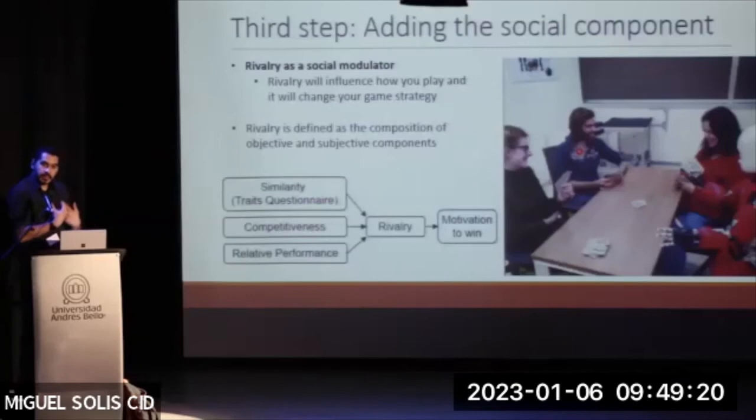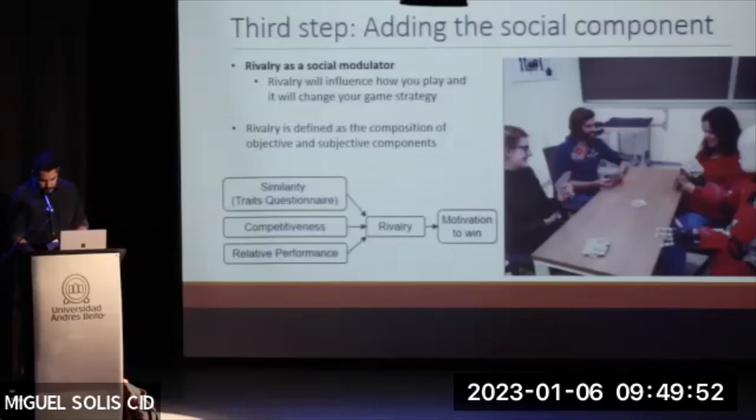Competitiveness, how competitive I am and how competitive I think the other player is. And the performance, because if I'm much, much better than everyone else, rivalry does not happen because I'm much better, I don't care. If I'm much, much, much worse than everyone else, usually rivalry does not happen as well, or there is a low level rivalry because I know that I am very far away and I'm not motivated to play, right? So combining these three components, we created a rivalry score that represents the motivation to win the game and to be engaged in the game, right?